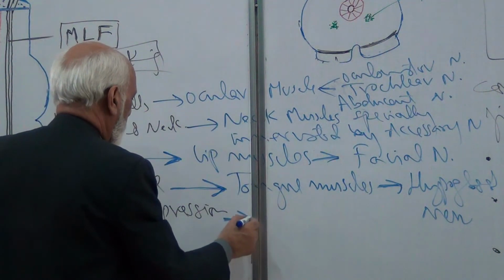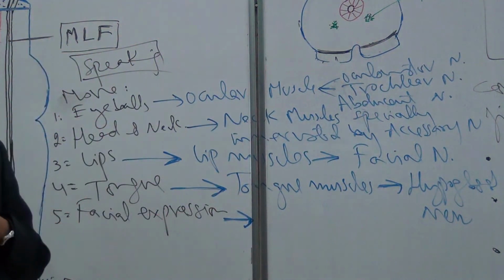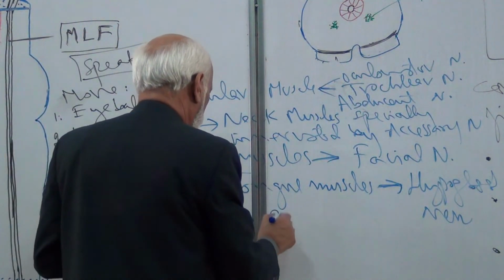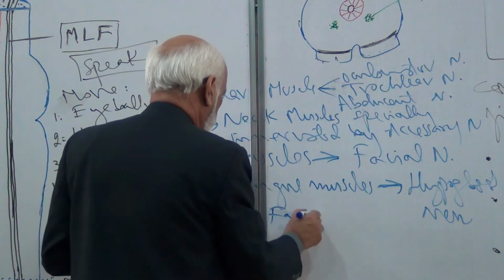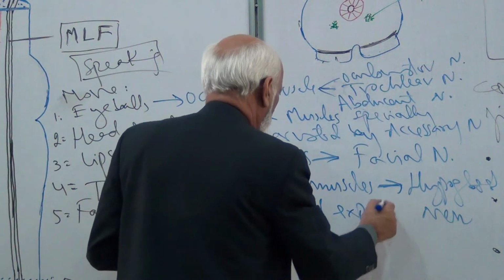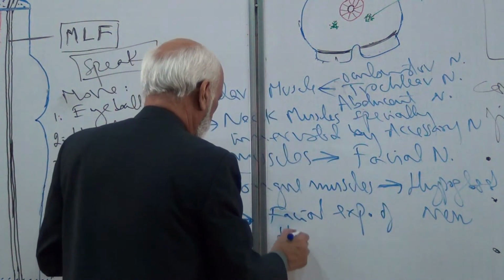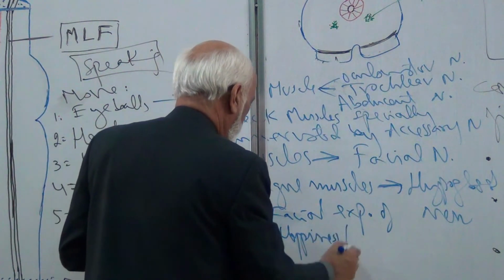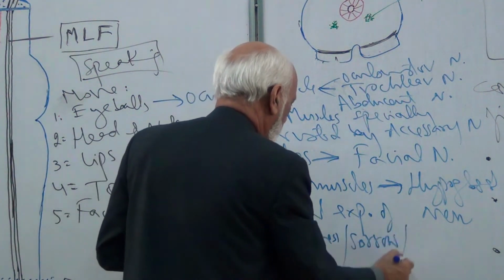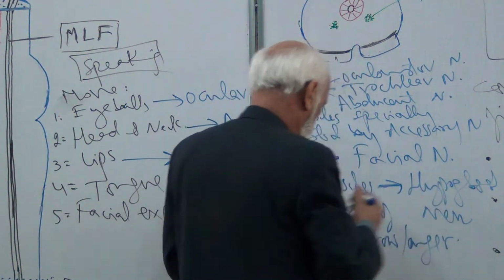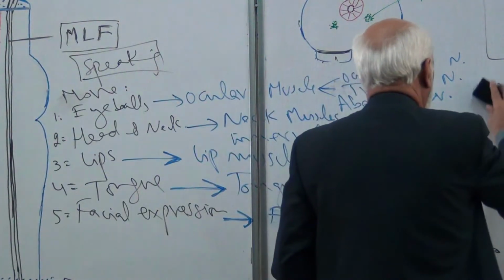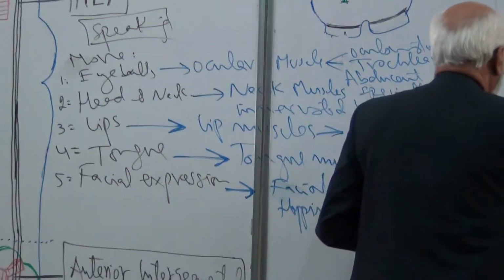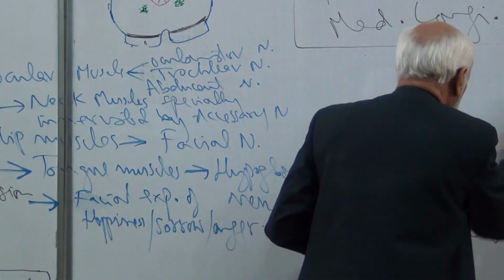Then you use other muscles of facial expression, giving facial expression of happiness, sorrow, anger, etc. While talking with your friend, various facial expressions, and you know all the muscles of facial expression are innervated by facial nerve.